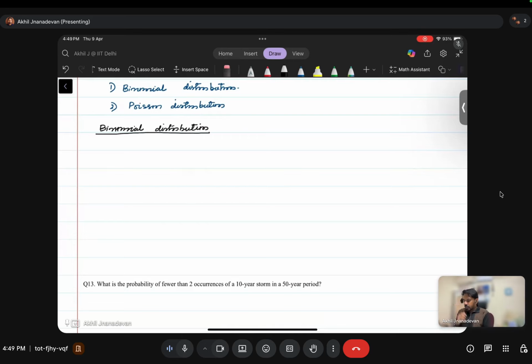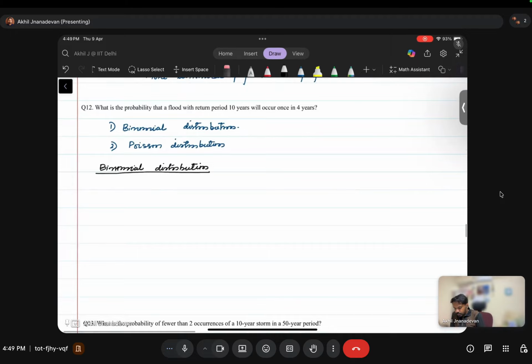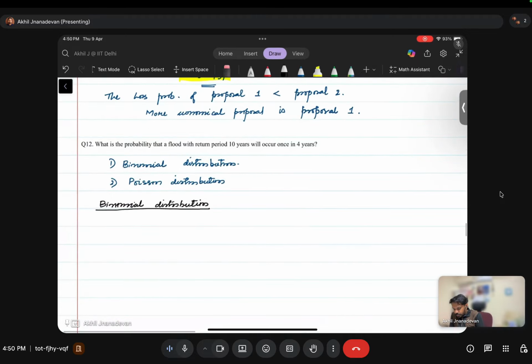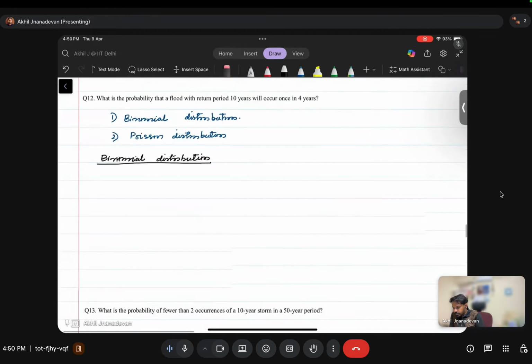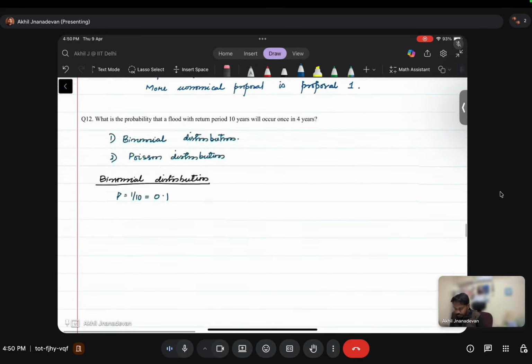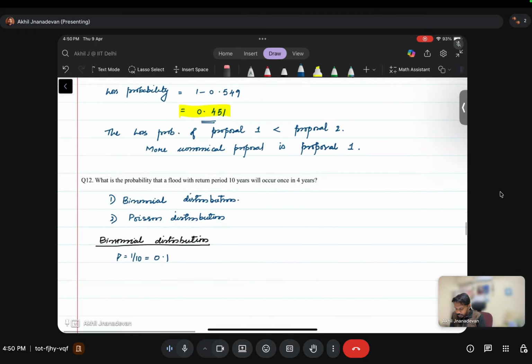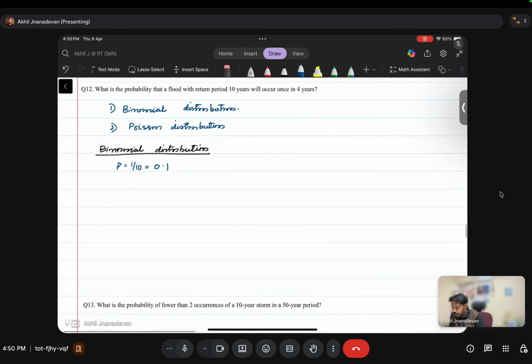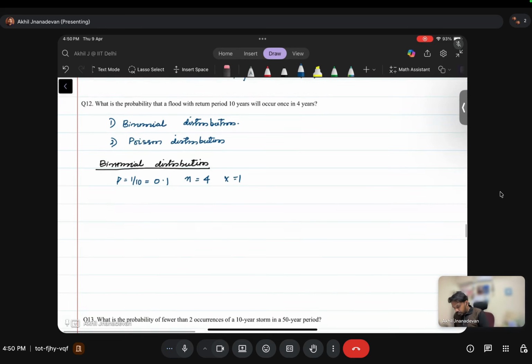Okay, so here the return period is 10, right? So our p will be 1 by 10, that is equal to 0.1, and n will be 4 years, right? In once in 4 years, and x will be 1. Okay, once in 4 years, x will be 1.